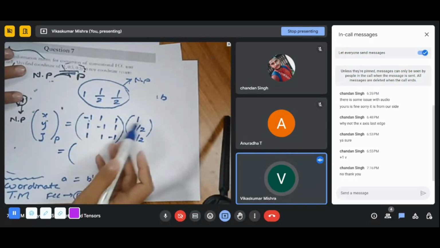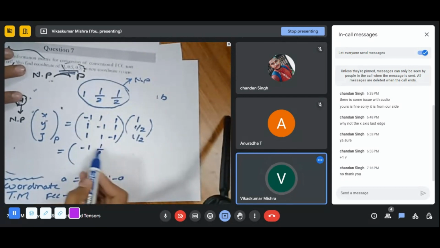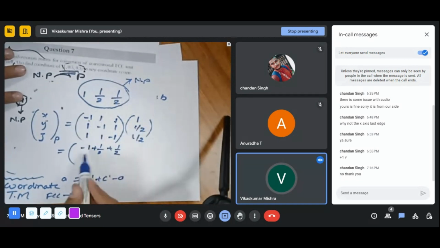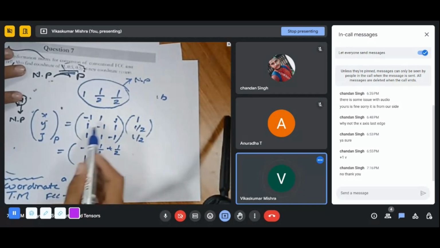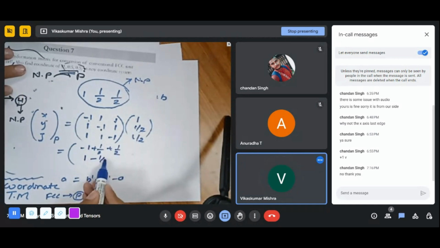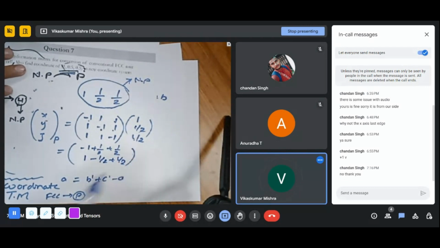Minus 1 multiplied by 1 will be minus 1. 1 times 1 by 2 is 1 by 2 with a plus sign. 1 times 1 by 2 is again 1 by 2 with a plus sign. We can go with another one. 1 will give us 1 only. 1 minus 1 by 2 will give us minus 1 by 2. 1 and 1 by 2 will give us plus 1 by 2. And for the last one, it will be 1 plus 1 by 2 minus 1 by 2.